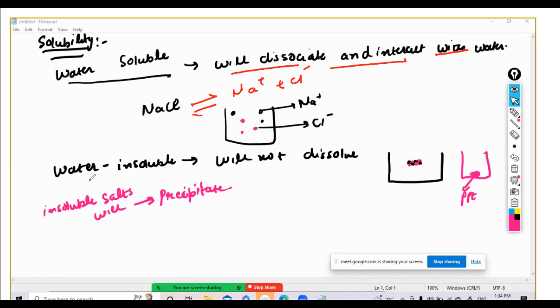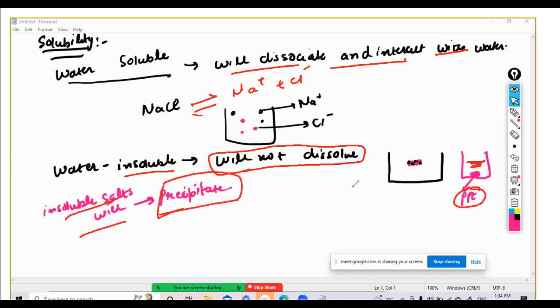However, there is another category. Some salts will not be soluble in water, they will be insoluble. That means they will not dissolve in water. They will stay intact. And what will happen? They will settle down at the bottom, and we refer to that as precipitate. So insoluble salts precipitate, they settle at the bottom, and they are not part of the solution anymore.